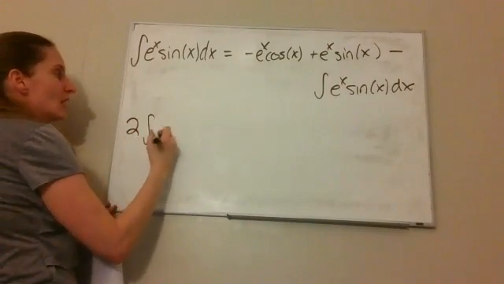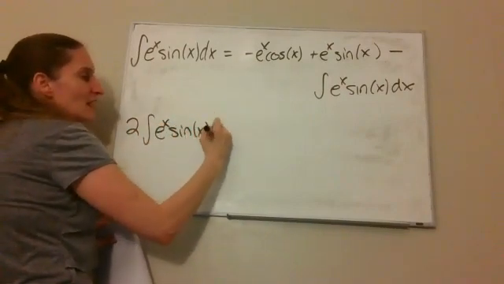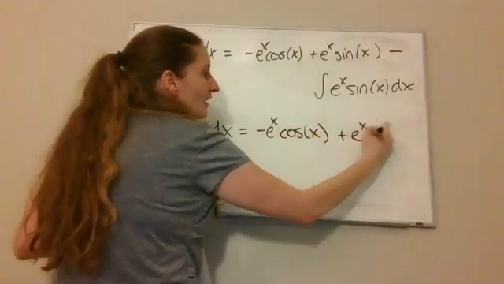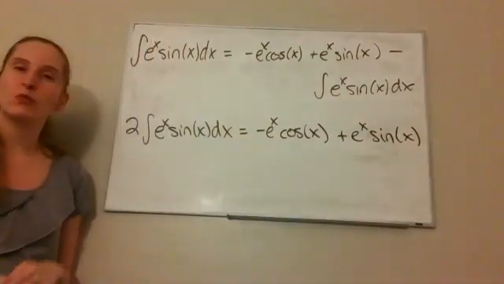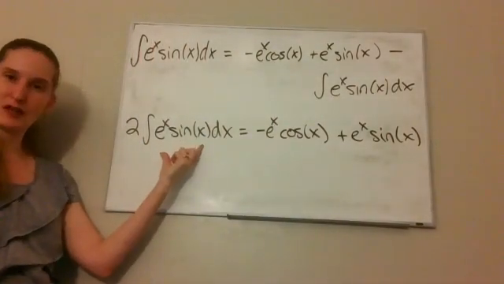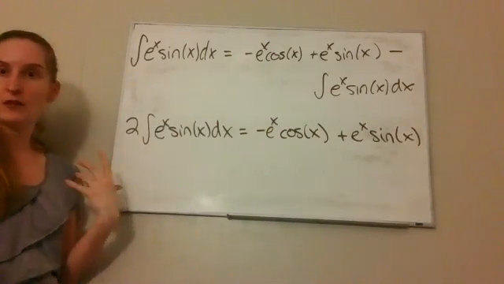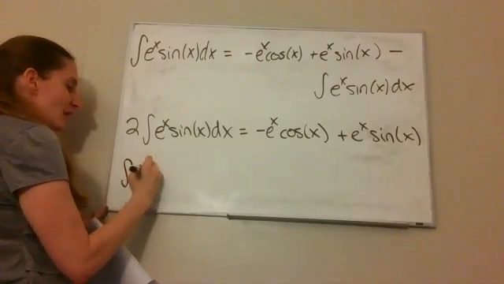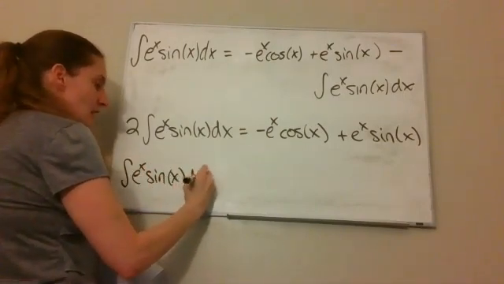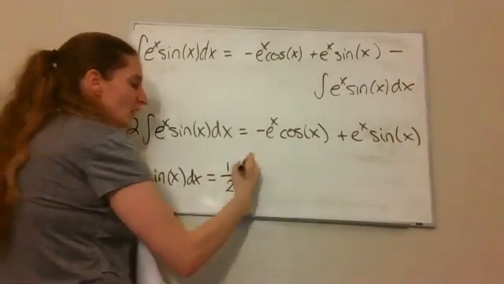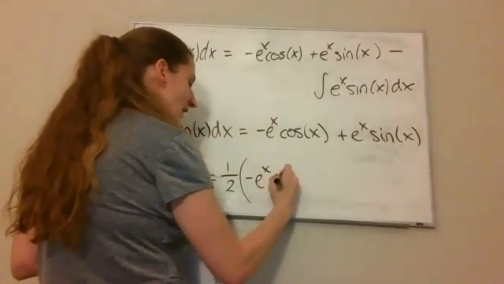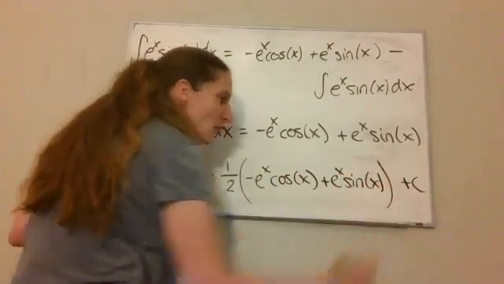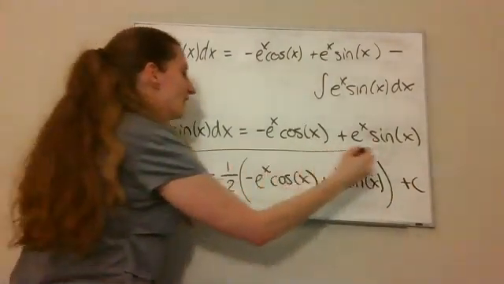That gives me 2 times the integral of e to the x sine x dx equals negative e to the x cosine x plus e to the x sine x. Now, what we wanted to solve for in this problem is this integral over here, just without a 2 in front of it. So let's just use our algebra skills. Just divide both sides by 2 and we'll have the answer. When I divide both sides by 2, I get that my original integral is equal to, I'm just going to write it as 1/2 times this other side: negative e to the x cosine x plus e to the x sine x. And then just don't forget that you should have a plus C at the very end. And there is the problem.